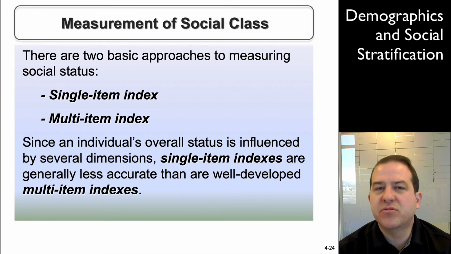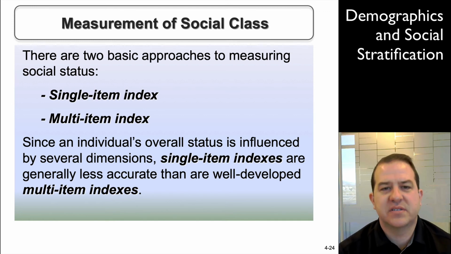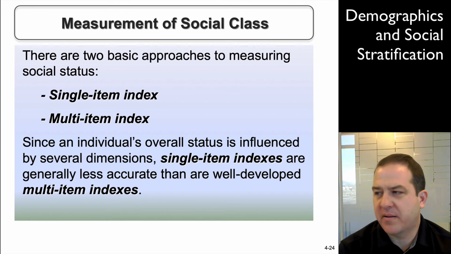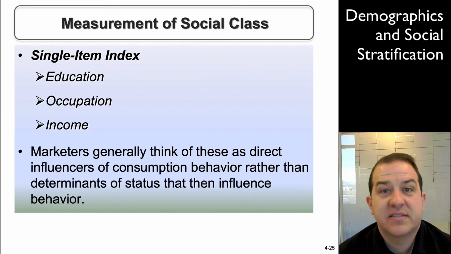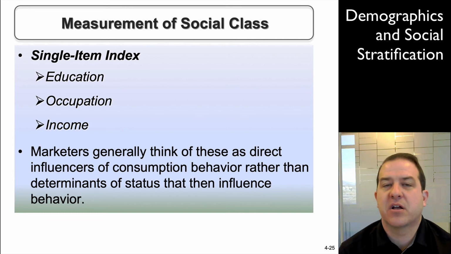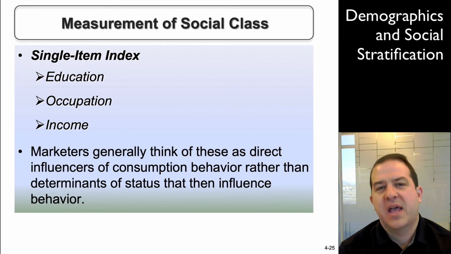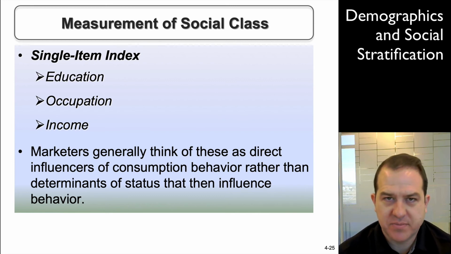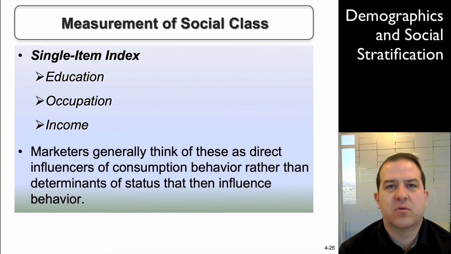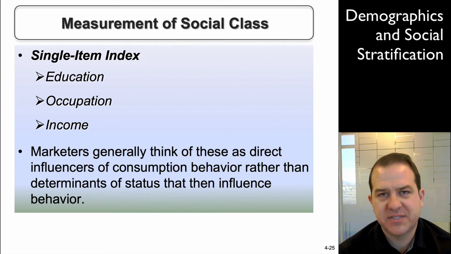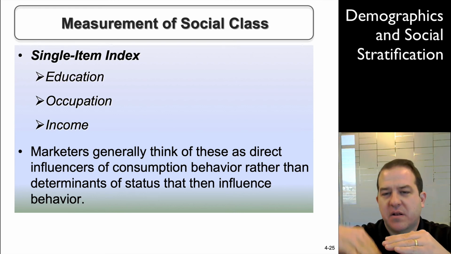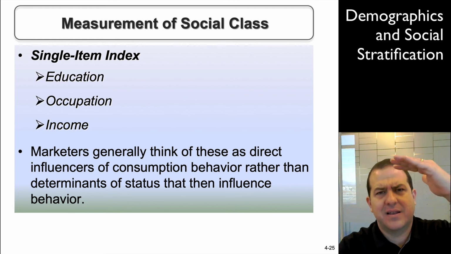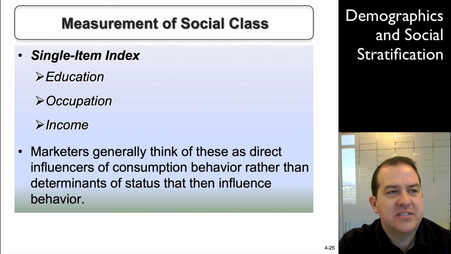There are two basic approaches to measuring our social status. The first one is a single item index and then a multi-item index. When we look at a single item, is it just based on education? Is it based on occupation? Or is it based on income? So if you make over 100,000 or under 100,000, we're going to put you in two different groups. If you make over 250,000 or under 250,000, you're going to be in two different groups. There's a lot of difference in that group of people.